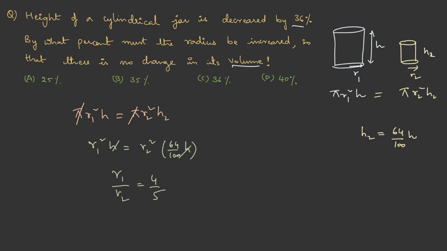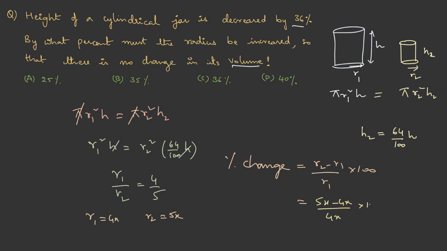Now we don't need the ratio, we need the percentage change. Percentage change in the radius is r2 minus r1 by r1 into 100. Because we know the ratio, we can safely assume r1 to be 4x and r2 to be 5x. Substituting these values, this is 5x minus 4x by 4x into 100, that is 1 by 4 into 100, which is 25%. Therefore option A. So that was about the problems and concept based on cylinders.